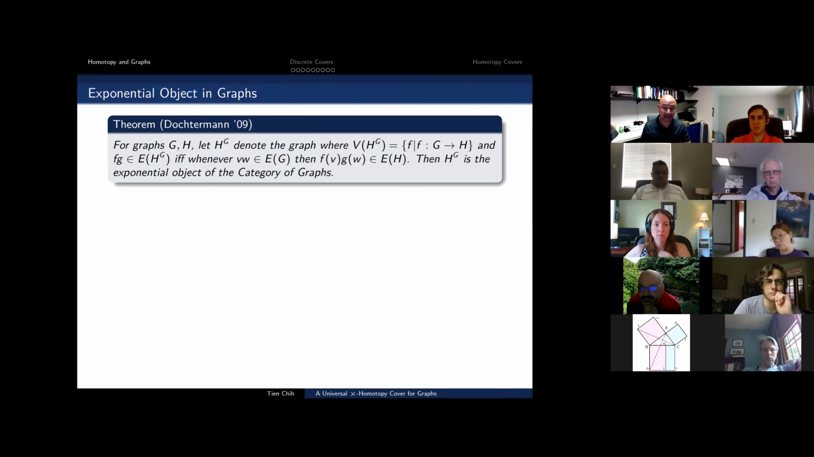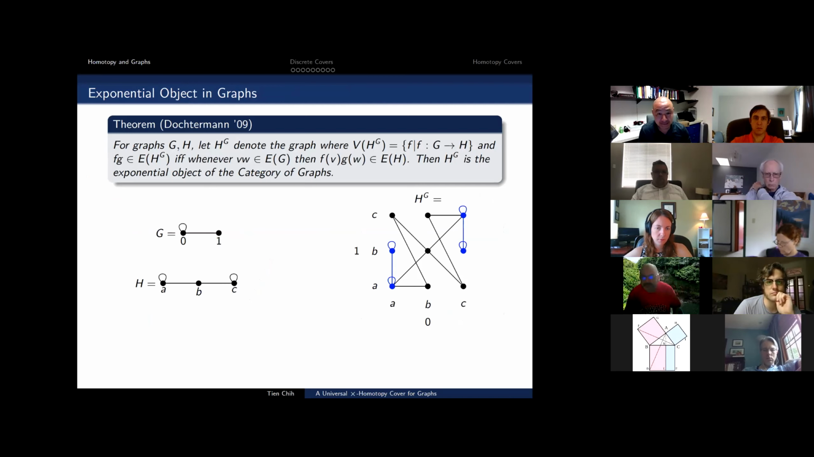we have a definition here for the exponential object in the category of graphs, and it's a fairly technical one. So it's kind of all right if we don't read that theorem too deeply, and instead just focus on our example here. So what I have here is a graph G and a graph H, and over here is the exponential object, which describes the morphisms essentially from G to H.